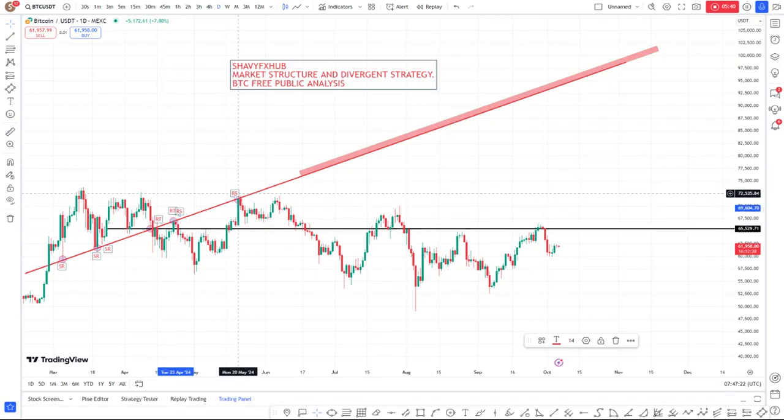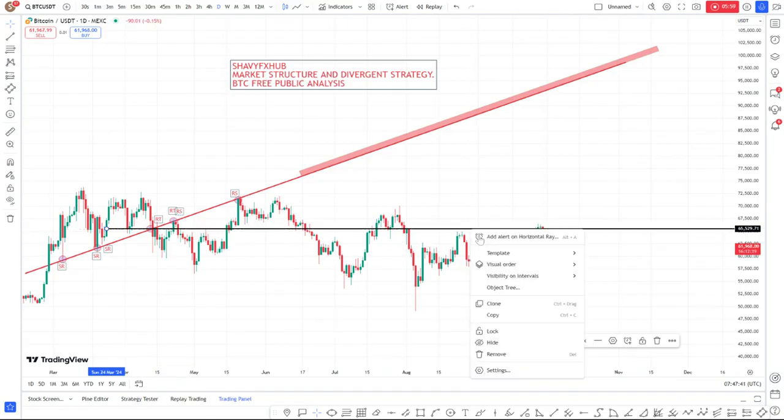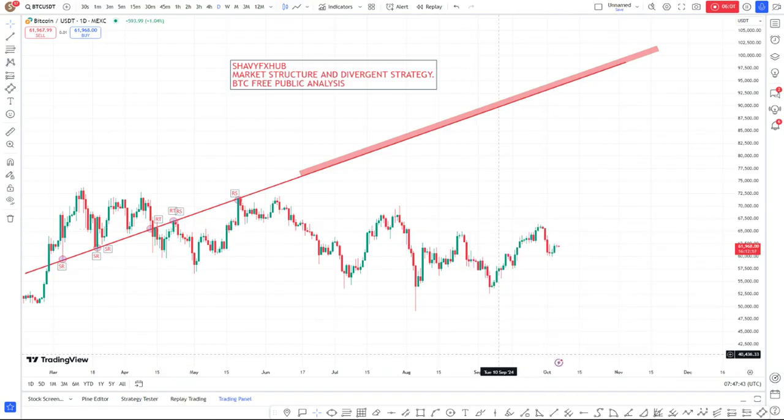Again, resistance becomes support. Price has left to the upside. We have enough space, we have enough room to the upside. So I'm going to take this line out because I don't need it. And we will come back to visit it.